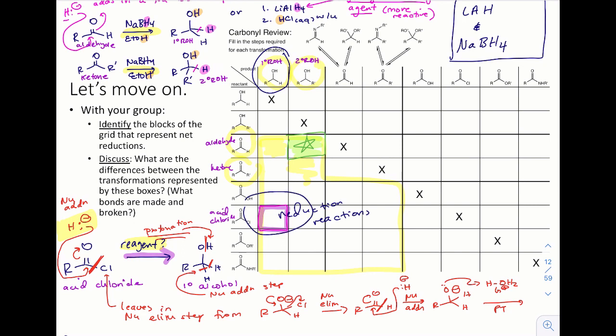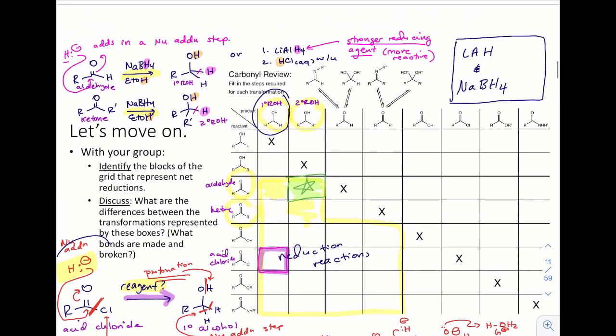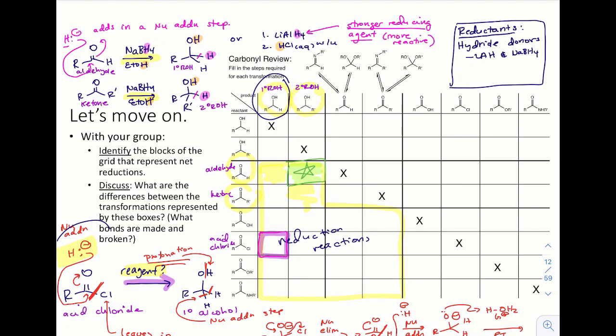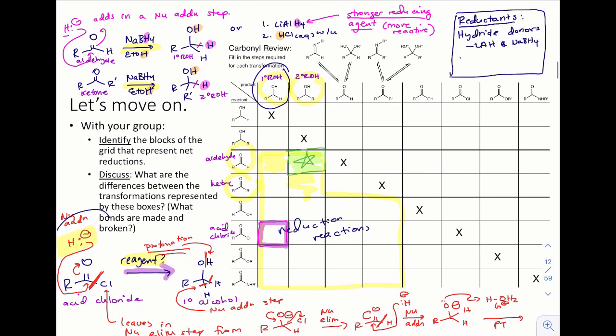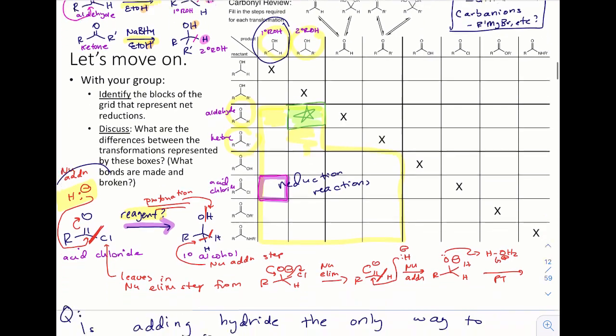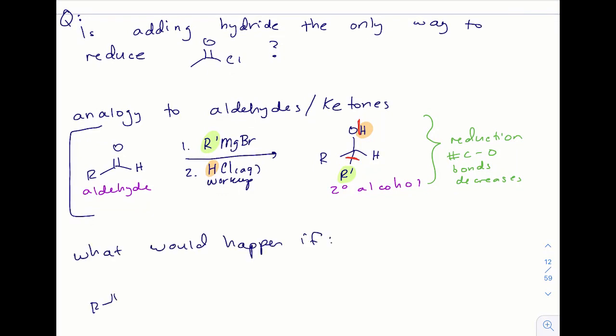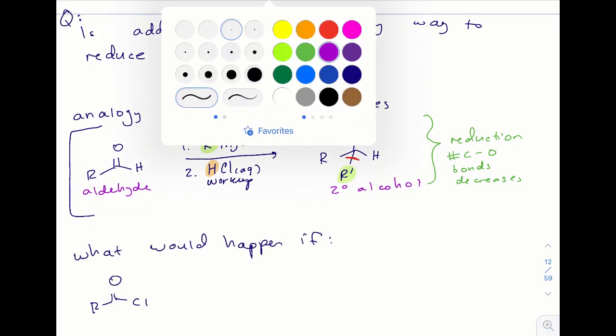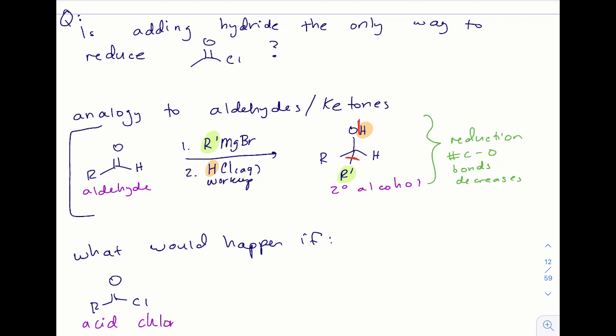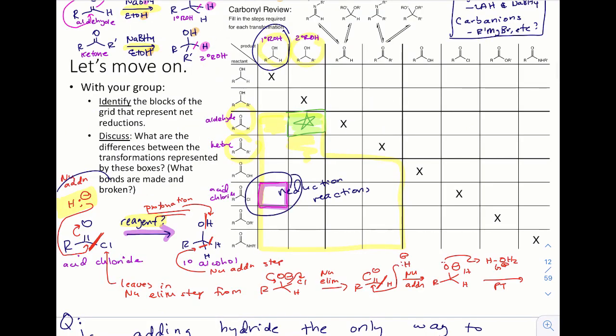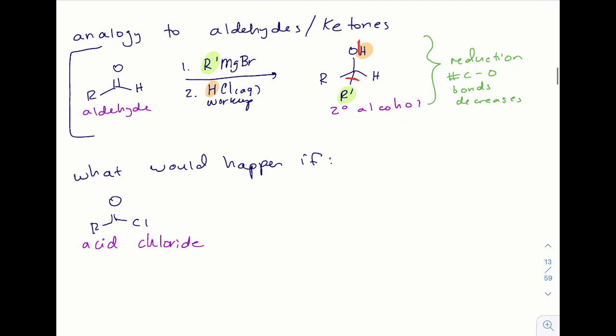So this box in purple that we already discussed, it represents what we think happens when an acid chloride is treated with some sort of hydride donor, perhaps the two that we already know. But now that we've refreshed our memory that carbanions are also reductants, let's take a moment and just predict what might happen if an acid chloride, just piggybacking on that example that we were discussing for hydride here, purple square, what would happen if an acid chloride was treated with a Grignard reagent?